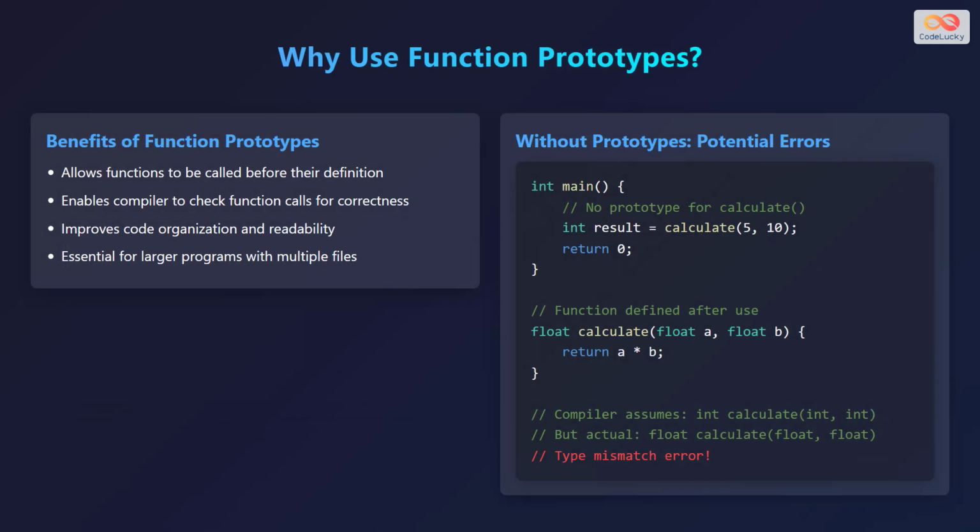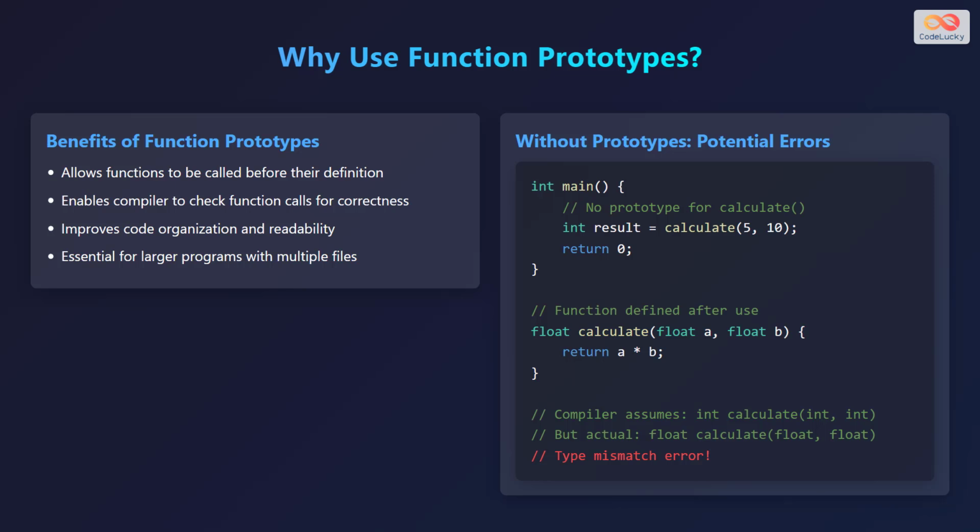Let's discuss why function prototypes are important. So the heading here is, why use function prototypes? Let's see some of the benefits. The benefits of function prototypes are that it allows functions to be called before their definition, enables the compiler to check function calls for correctness, improves code organization and readability, and is essential for larger programs with multiple files. Without prototypes, there could be potential errors.